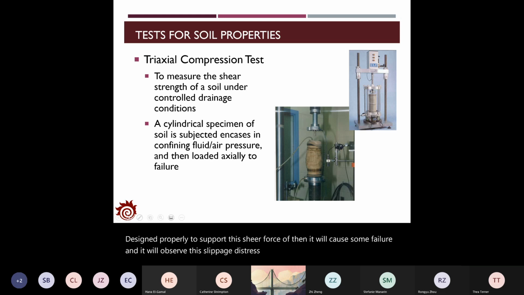And as the designer, we need to understand what shear stress the material that we select can support. And we want to identify the standard procedure to measure the impact of shear stress on the soil. So the triaxial compression test is introduced to measure the impact of the shear stress. And of course, we want to do this experiment under controlled drainage conditions and with certain moisture contents.